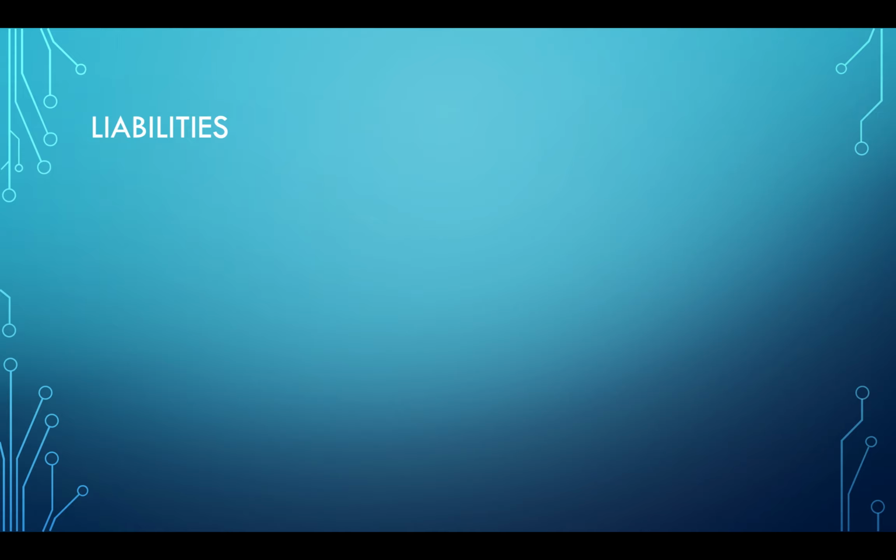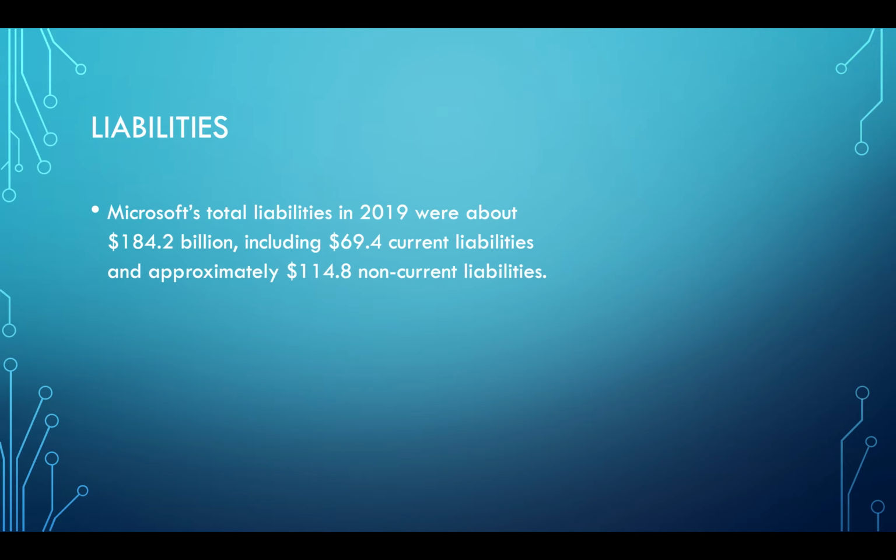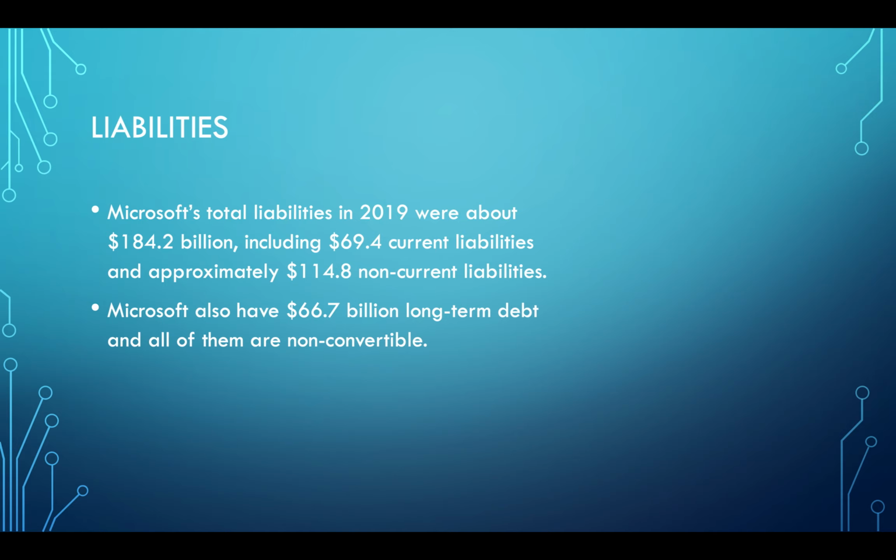Next one is liabilities. This one is an obligation to pay, and it can be short-term or long-term. For Microsoft, its total liabilities in 2019 were about $184.2 billion, including 69.4 current liabilities and approximately 114.8 non-current liabilities. For Microsoft, it also has $66.7 billion long-term debt, and all of them are non-convertible.